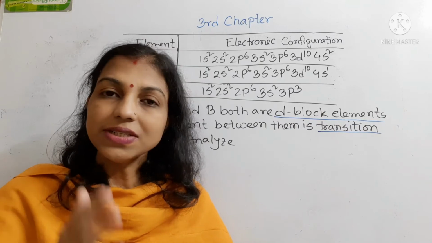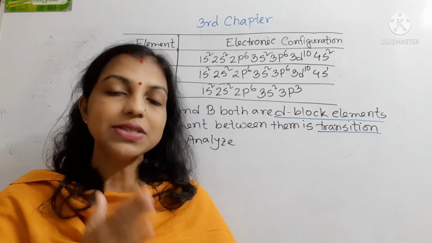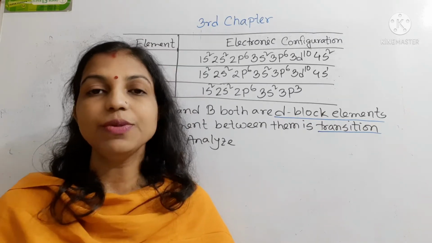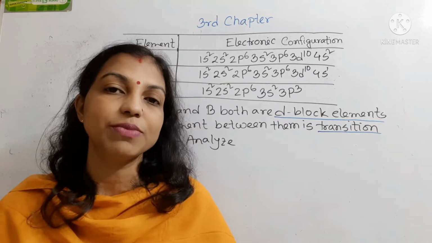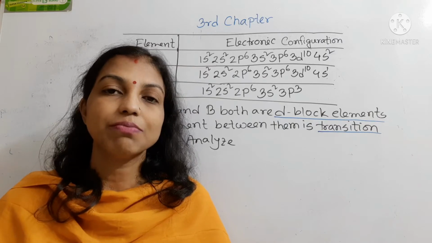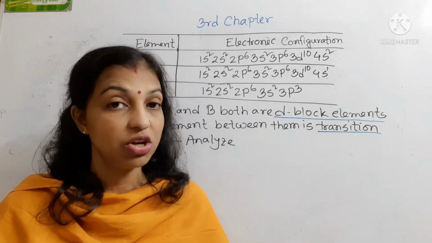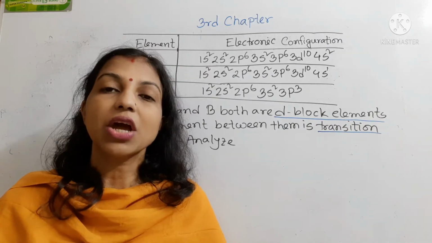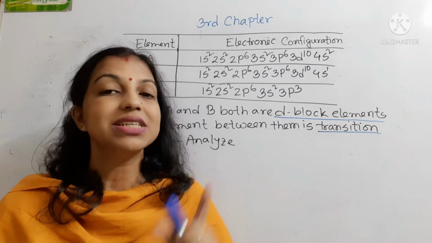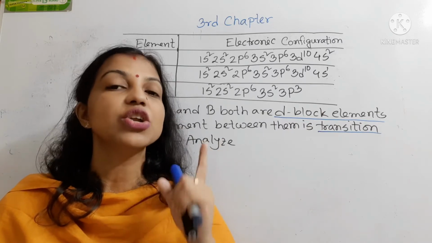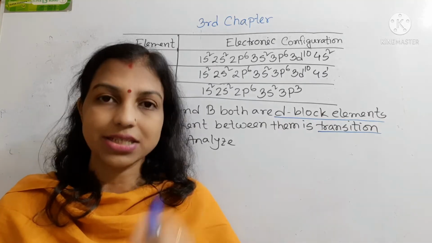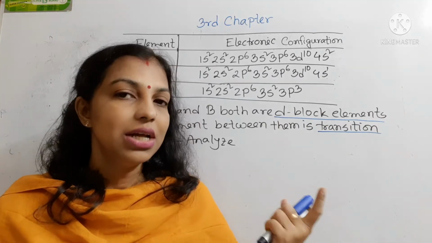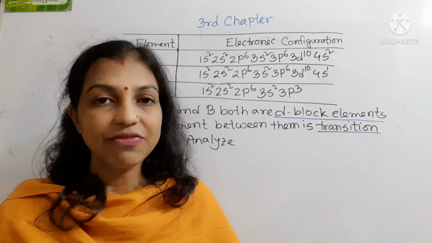for d block elements, the elements whose last electron enters the d orbital are known as d block elements. So any element whose last electron enters the d orbital will be a d block element. But every d block element will not be a transition element, because to be a transition element, it must have a partially filled or fully filled d orbital in its stable ionic state. Clear?